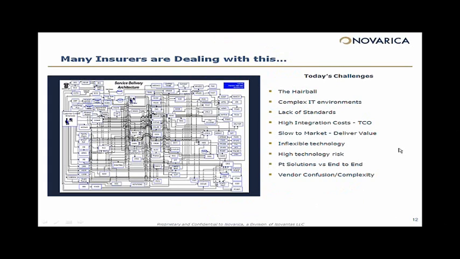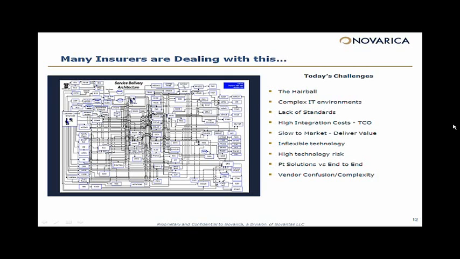In my day-to-day work, we do a lot of consulting engagements. We work with our advisory clients, and we also work with our research council in understanding what their challenges are and what their long-term strategies are, and trying to help them define those long-term strategies. And many, many insurers are dealing with the mess that you see on your screen right now.